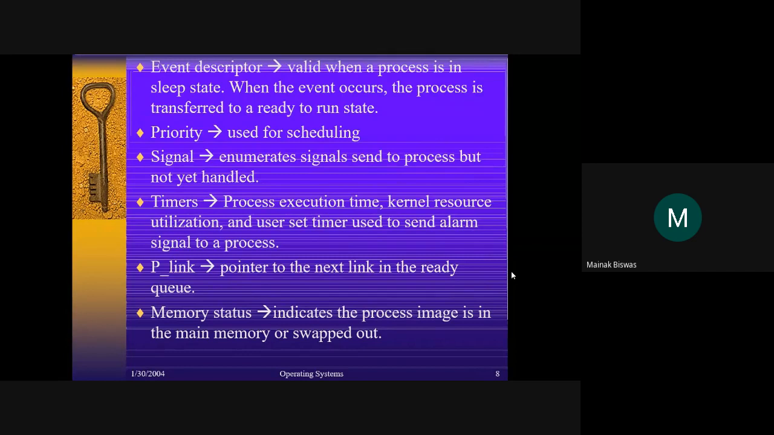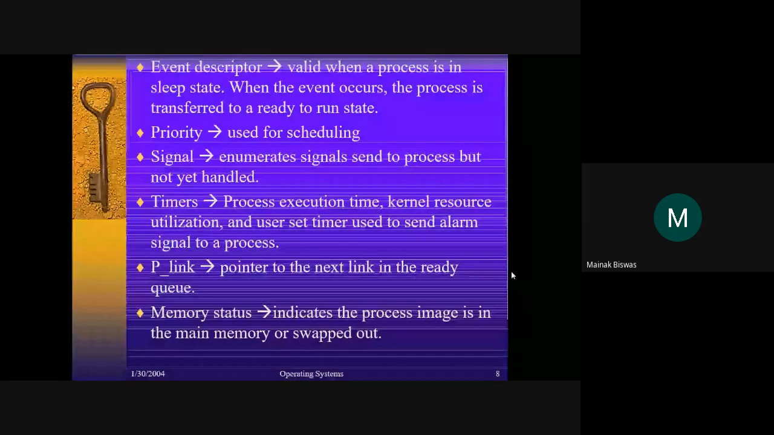Now, priority. You already know priority scheduling. So what is the priority of the process? If it is a system level process, it has a higher priority, and if it is a user level process, it has a lower priority. So all this priority information should be there. Then signals: enumerate signals sent to the process but not yet handled. We are looking at the signals that are to be sent to the process. It can be any information that we are trying to send, but the process has not yet handled those signals.